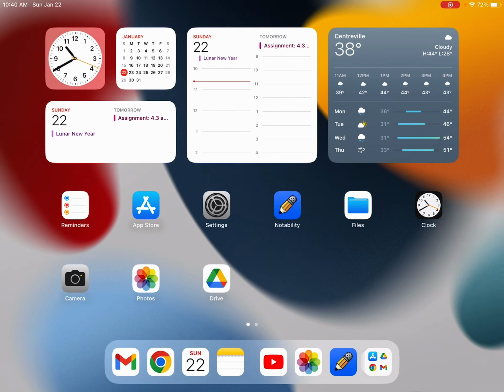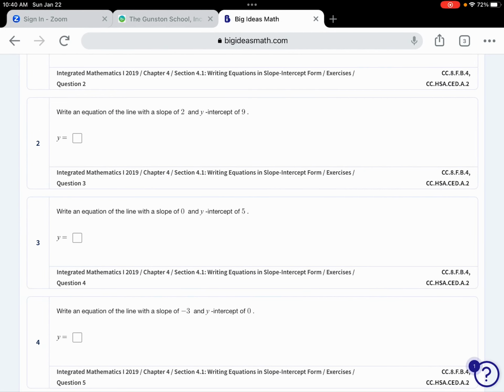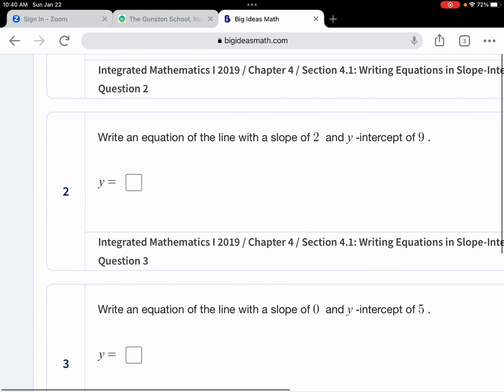On the homework, in our notes, we wrote all of our equations as y equals, like y equals -1/2 x plus 5. Notice that in Big Ideas, it already says y equals. So don't go in and type y equals. For number 2, for example, this should be 2x plus 9. So don't type y equals 2x plus 9. The y equals is already there.